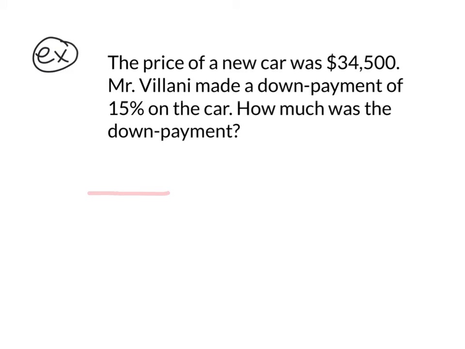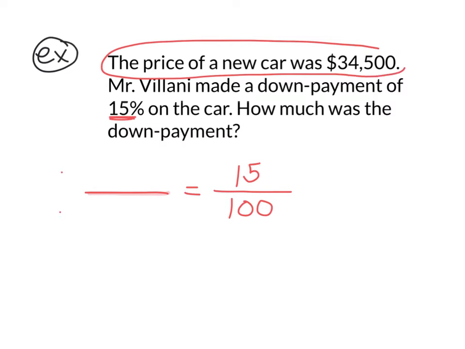So let's see. We have a part over a whole is what we're looking at, equals the percent over 100. So I'm going to start just by drawing that proportion. Fraction bar equals fraction bar. And I know the 100's going to go here. Now above the 100, I always put the percent. Well, we're told 15% is what Mr. Villani paid for his down payment. Now I need to figure out what's the part and what's the whole. So I need to take the context of this question. The price of the new car was $34,500, and he's making a down payment. Well, the down payment would be less. That would be the part. The $34,500 would be the whole.